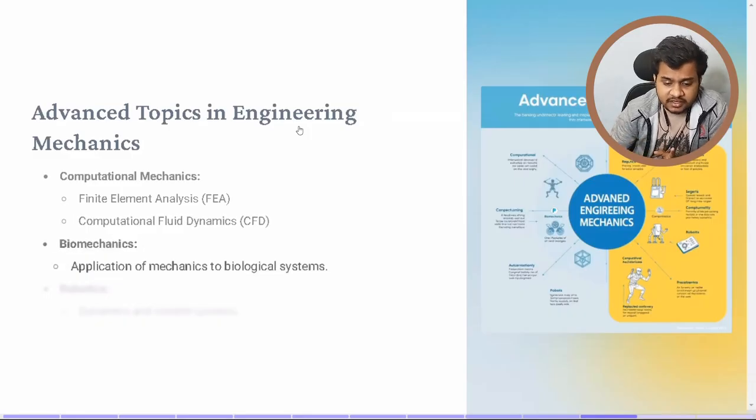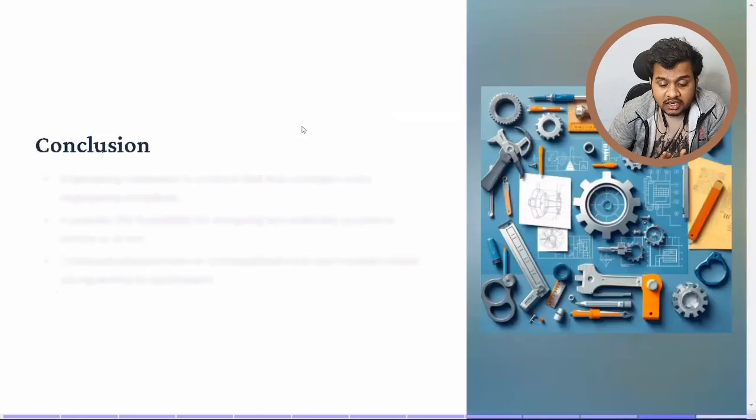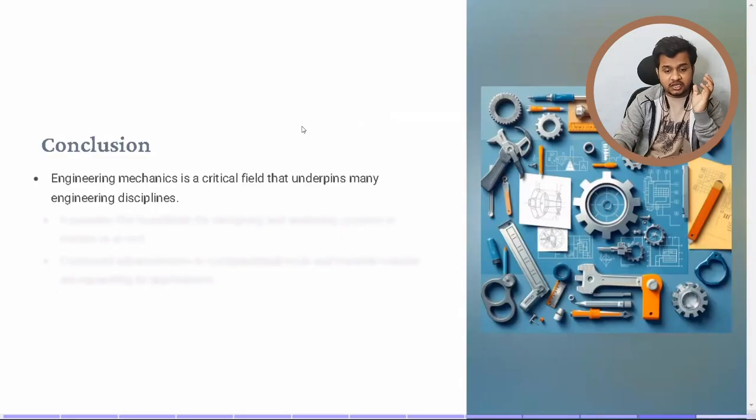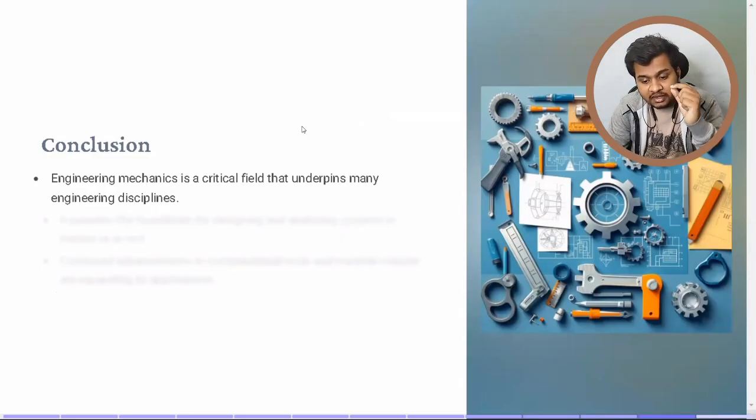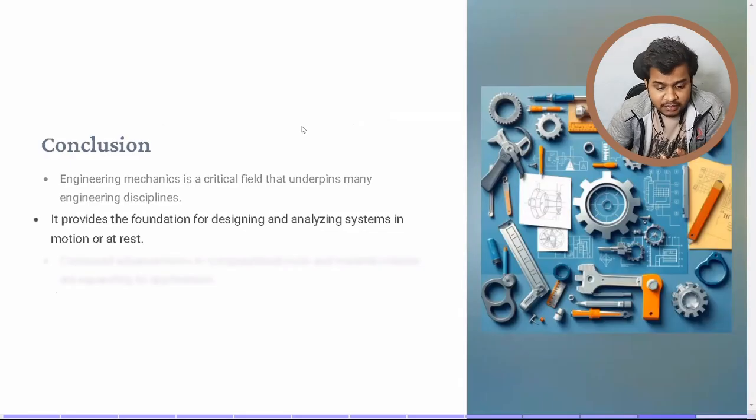Now, biomechanics, which is the application of mechanics to biological systems, and robotics, which covers dynamics and control systems. And the conclusion of all engineering mechanics: engineering mechanics is a critical field that underpins many engineering disciplines. It provides the foundation for designing and analyzing systems in motion or at rest. That is what engineering mechanics is all about.